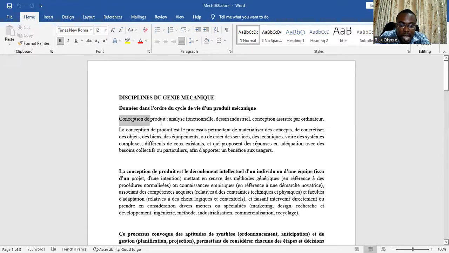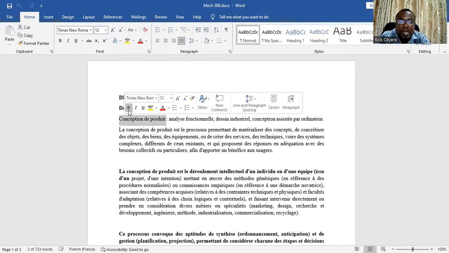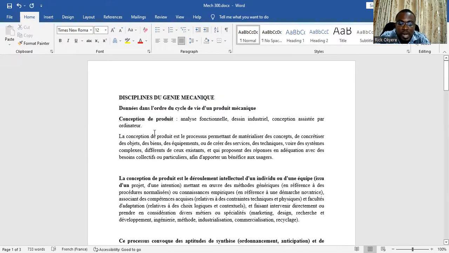That is how the product cycle works, how a product is conceived by a mechanical engineer, and what it goes through to get to the finished product. Okay, so what is conception de produit? What is product conception in mechanical engineering terms?